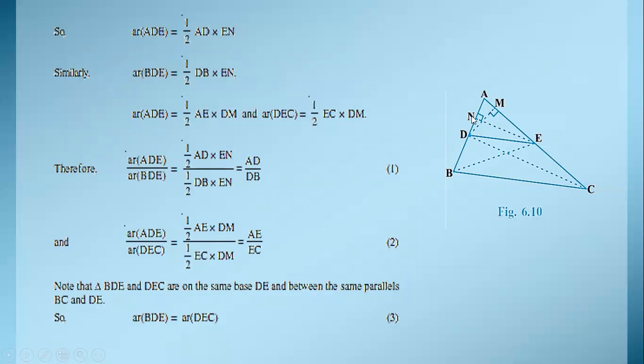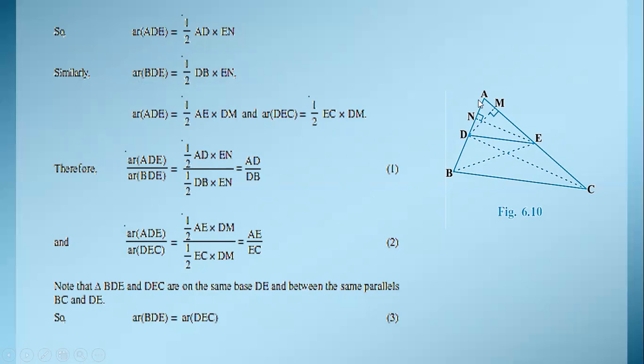Now the area of triangle ADE can also be written as half AE into DM, the other height, the other altitude we can take for the same triangle. So either EN, then the base is AD. If we are taking DM, then the base is AE. Same way, the area of triangle DEC will be half of EC as the base and DM as the altitude. Okay. Now let us take the ratio of these two.